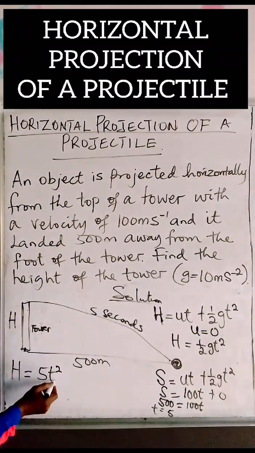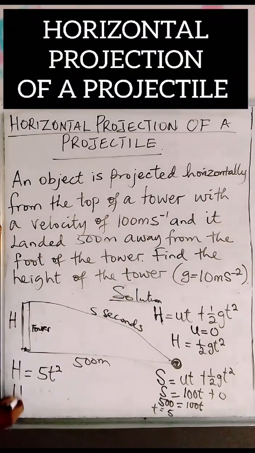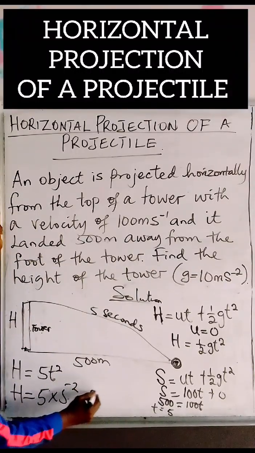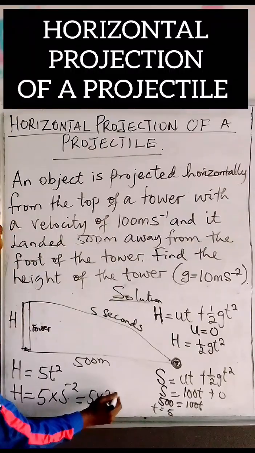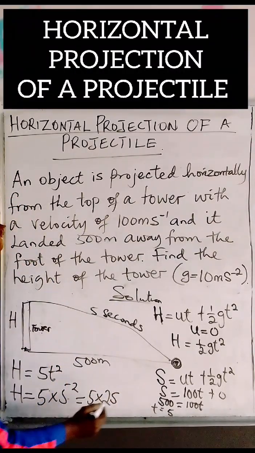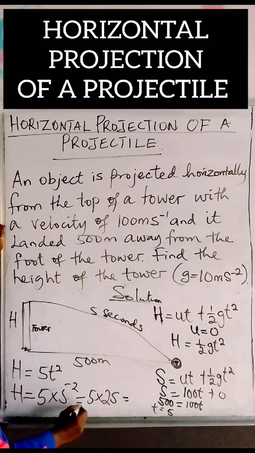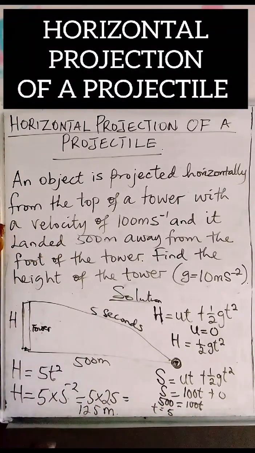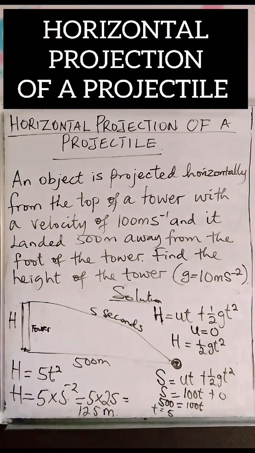So with that 5 seconds substituted here, we can have the height of the tower. The height of the tower is obviously going to be 5 times 5 squared, and that is 5 times 25. It's a tall tower. And obviously that will give us 125 meters as the height of the tower.